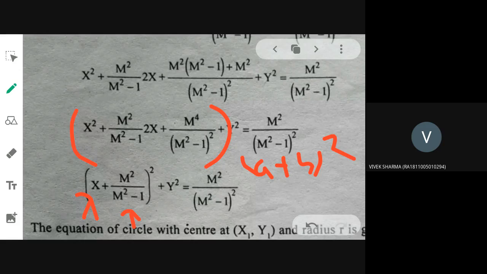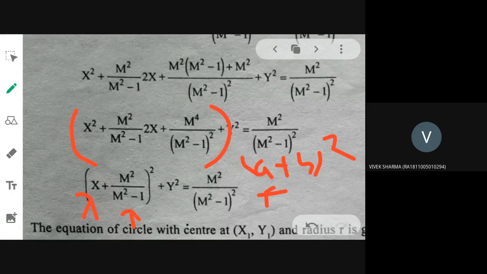If you take it squared, it will take the form x squared plus m to the power 4 divided by (m squared minus 1) the whole square, plus m squared divided by m squared minus 1 times 2x. Now after simplification, this equation is of what form?